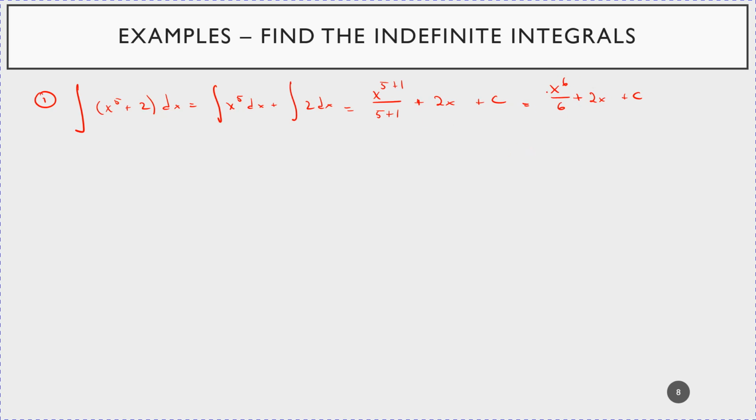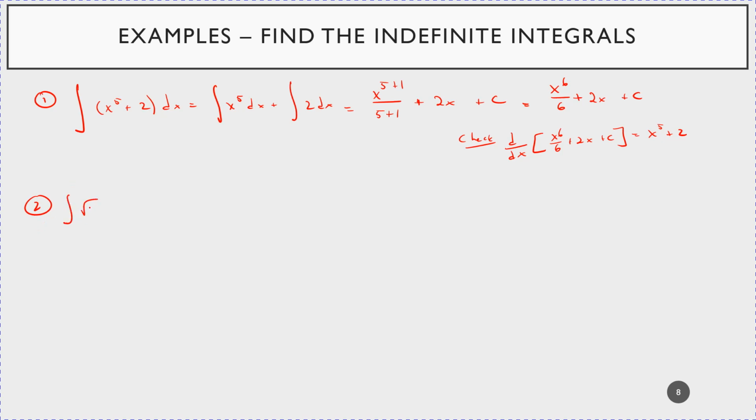And look, if you take the derivative of this, okay, well, the 6 comes down, cancels. You just get x to the 5th plus 2, which is what we have right there. So this works. Okay, we got it. Let's try this one.